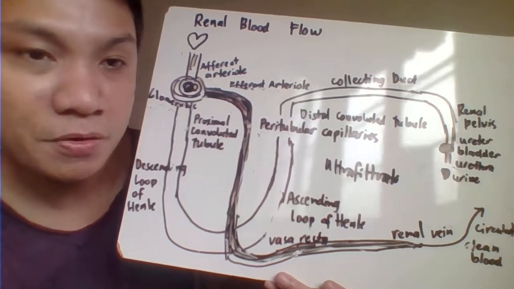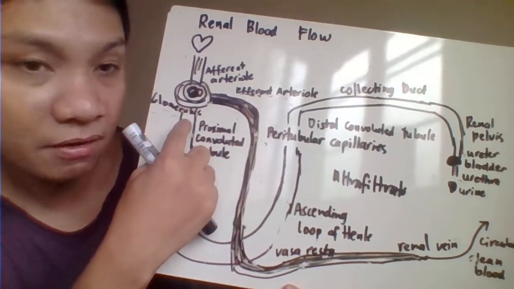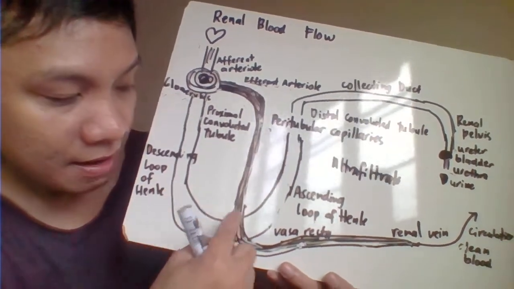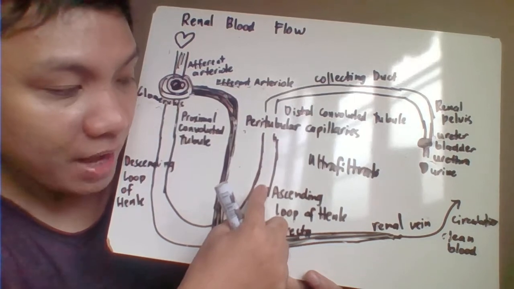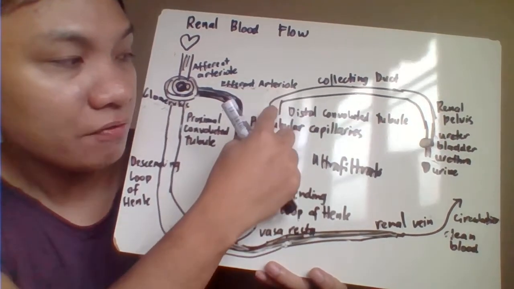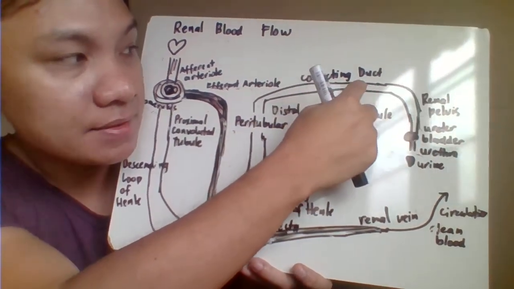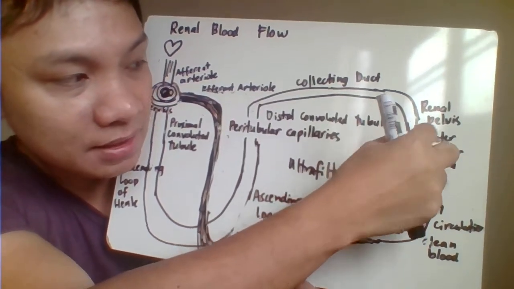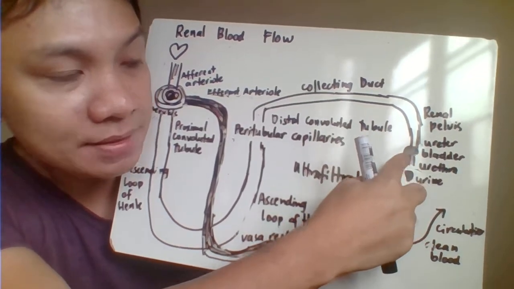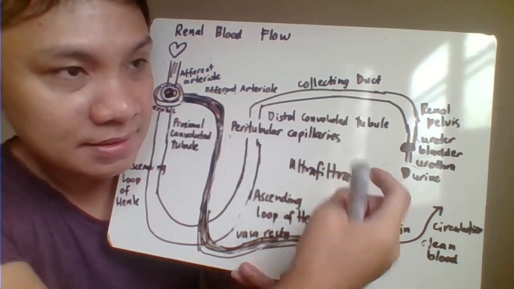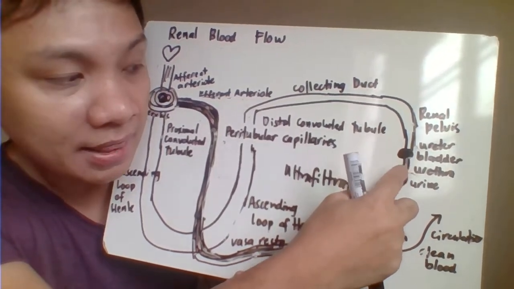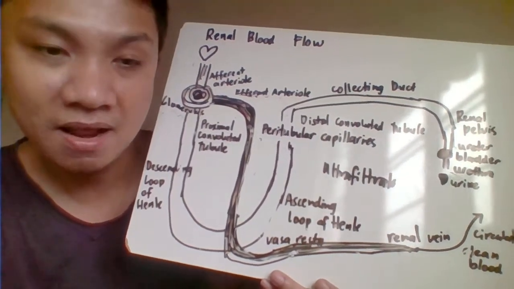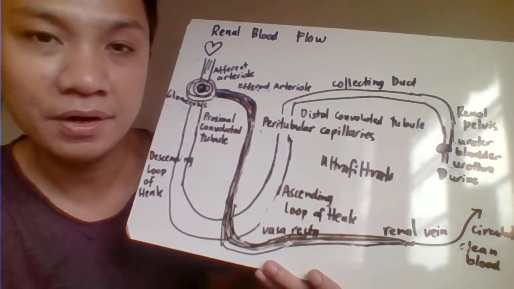So, your renal tubules start with your proximal convoluted tubules. Pababa, that become your descending loop of Henle. Paakyat, that's your ascending loop of Henle. Distal convoluted tubule, collecting ducts, lalabas sa kidney natin by your renal pelvis, dadaan sa ureter natin, pupunta sa bladder, lalabas okay, sa atin through the urethra natin, that become your urine. Okay, the entire process, we call that your renal blood flow.